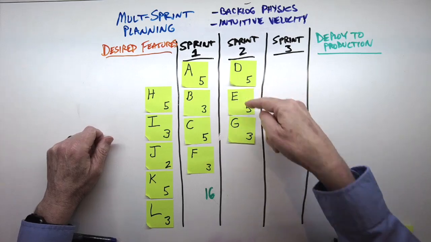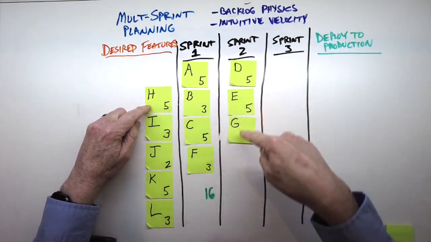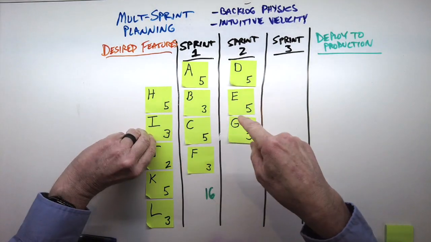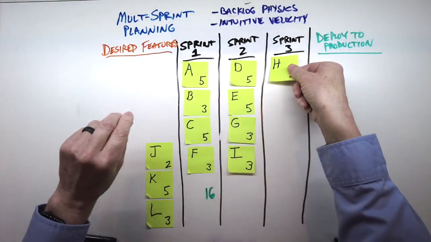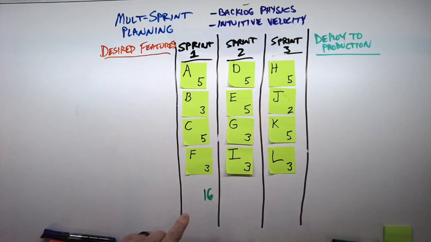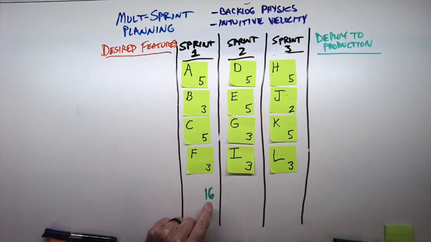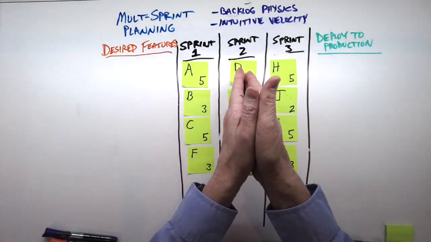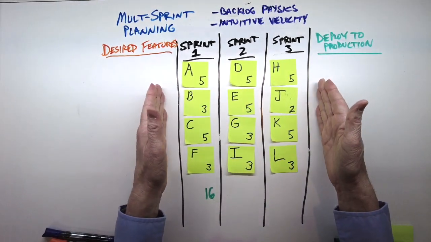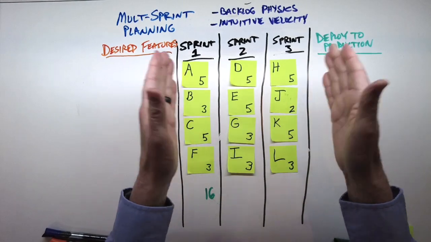So we're at 13. H is a 5. That would put us over 16. But we could do I. I could go here, and now we're at 16. And now we can put the rest to 15, which was less than our intuition planning number of 16. And we can publish this multi-sprint plan to our stakeholders, to everybody.